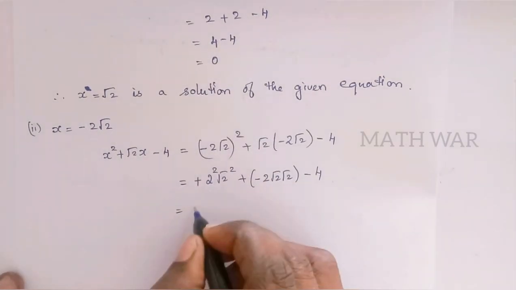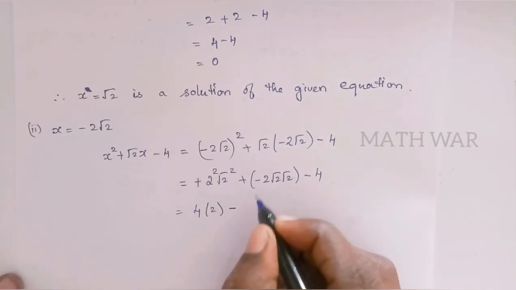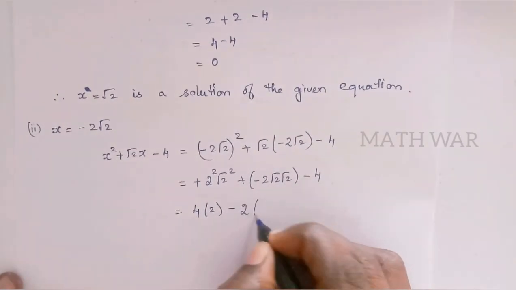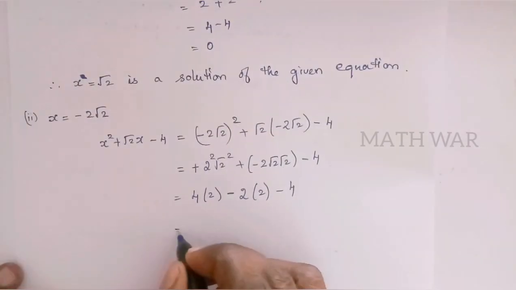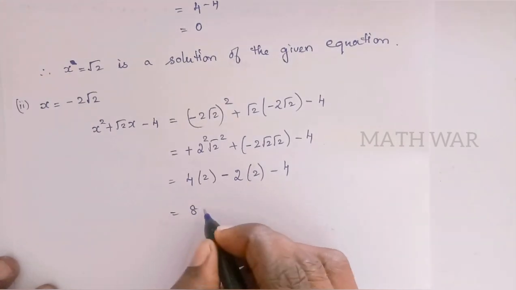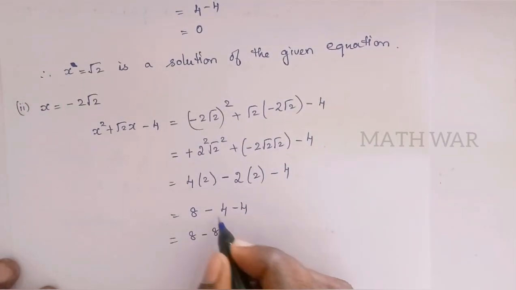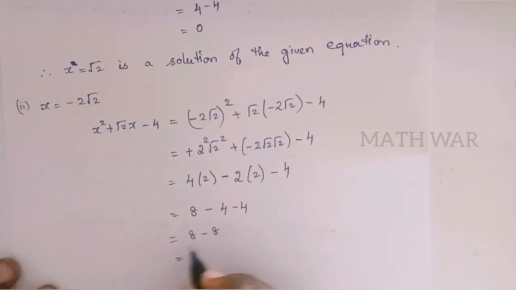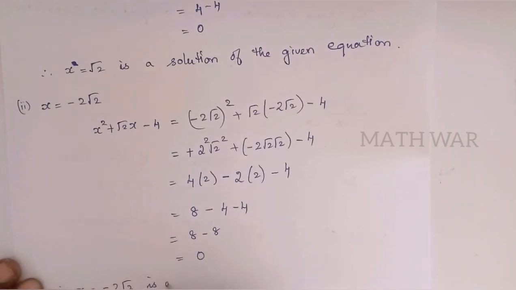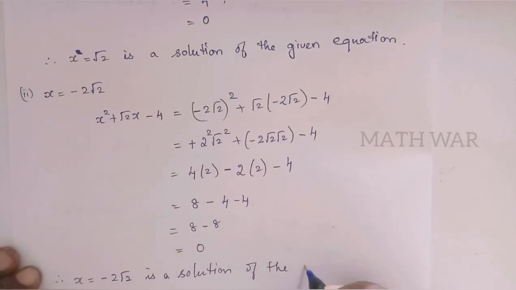That is equal to 4 × (√2)², which is 2, and again plus into minus is minus: 2√2 into √2 is 2, minus 4. √2 into √2 is √4, and the square root of 4 is 2. That is 8 minus 2 twos are 4, minus 4. That is 8 − 8, so 8 − 8 equals 0. Therefore, x = −2√2 is a solution of the given equation.